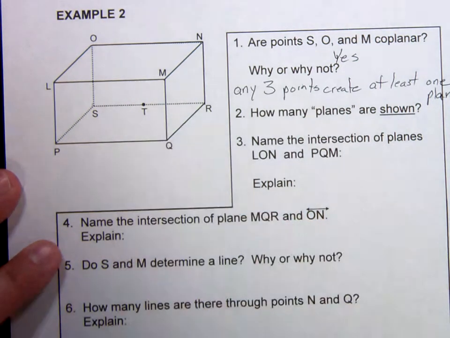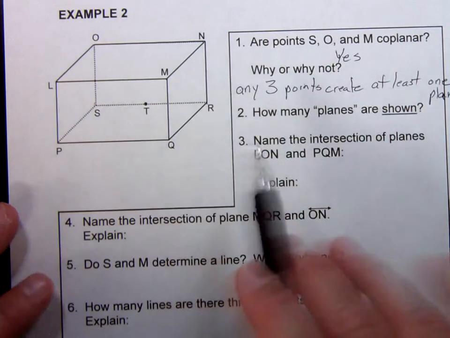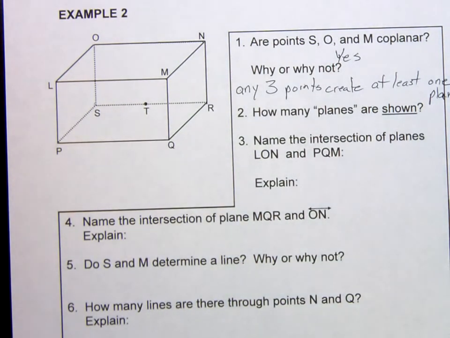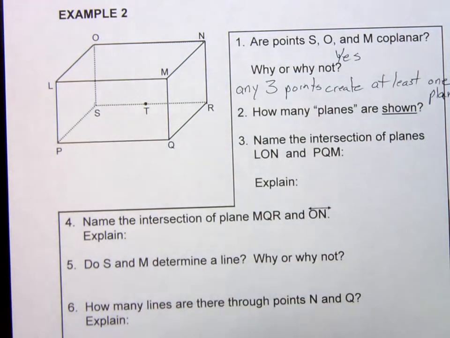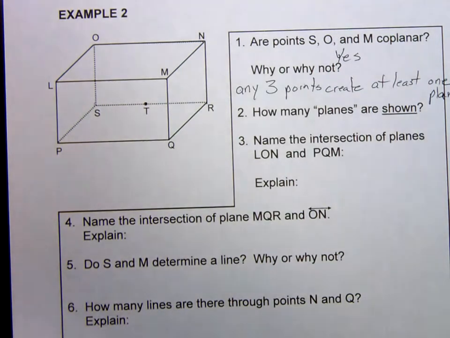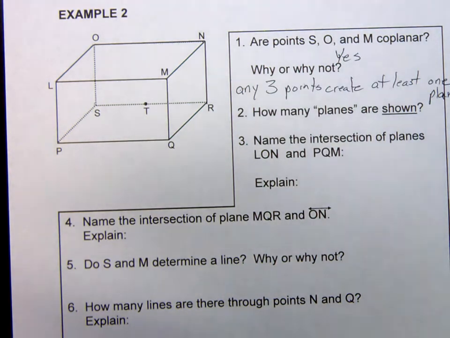The tricky part when you look at the picture is you got a picture of a box or a rectangular prism here. You got a top, a bottom, front, back, left, and right sides. S, O, and M are not on any of the planes that are drawn for us. They're not on any of the faces of that box. But that doesn't matter. There is a plane that exists, even if it has not been drawn, that contains S, O, and M. Okay?